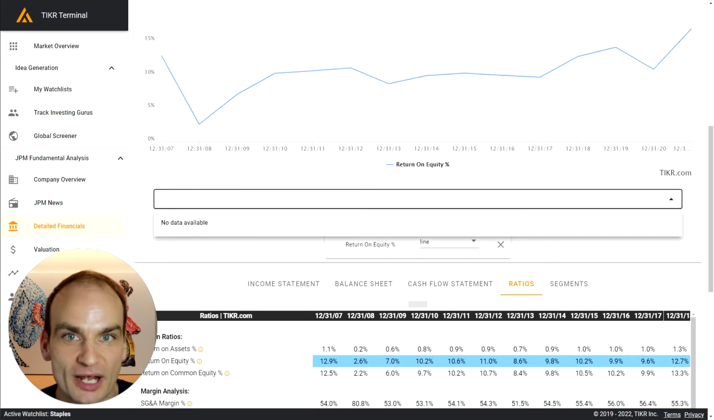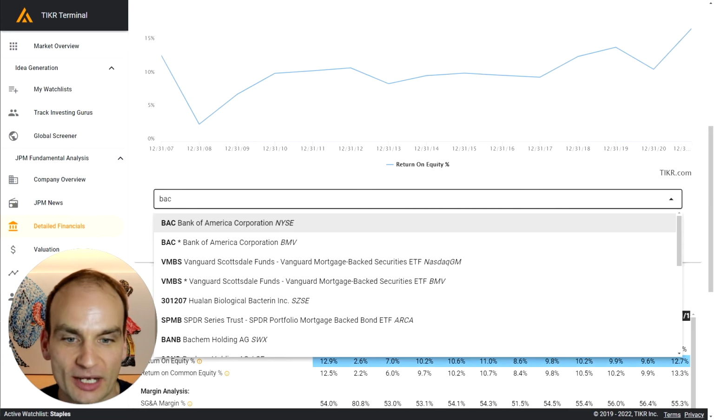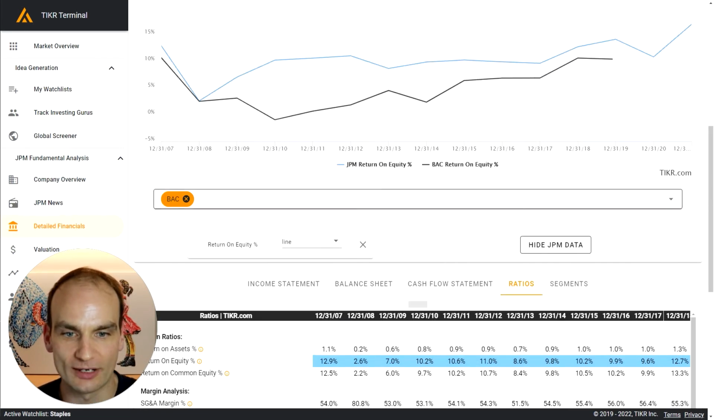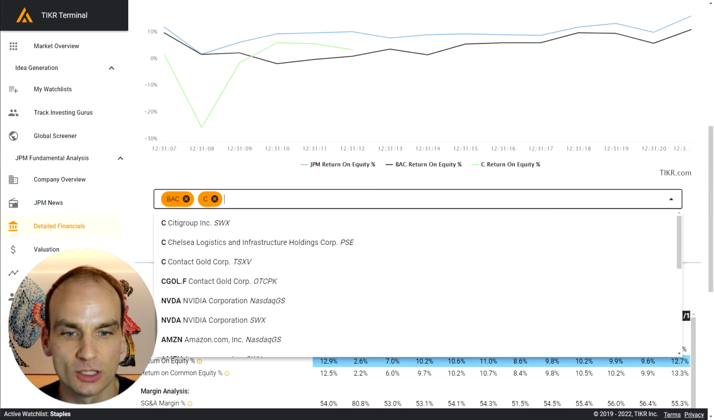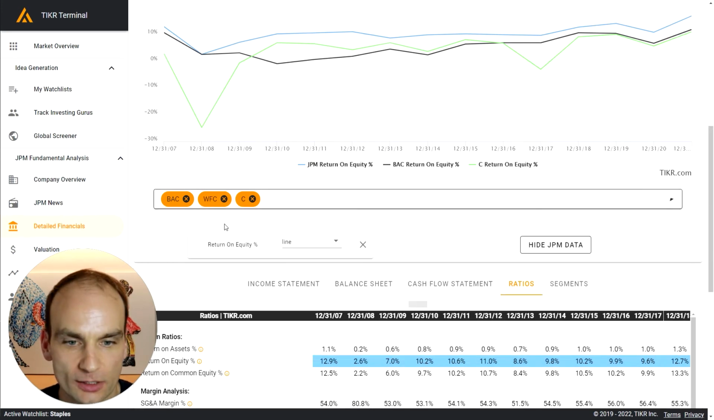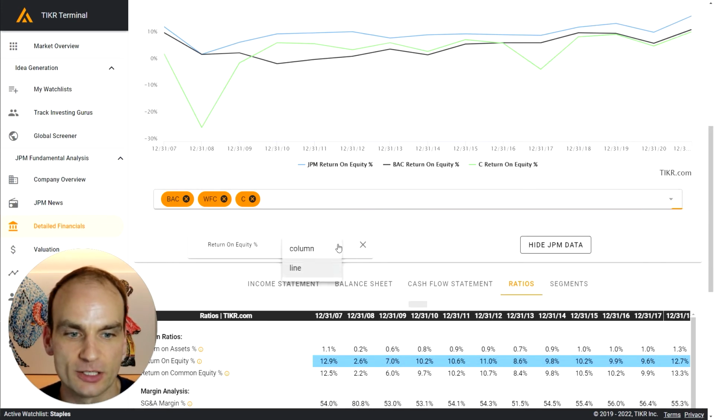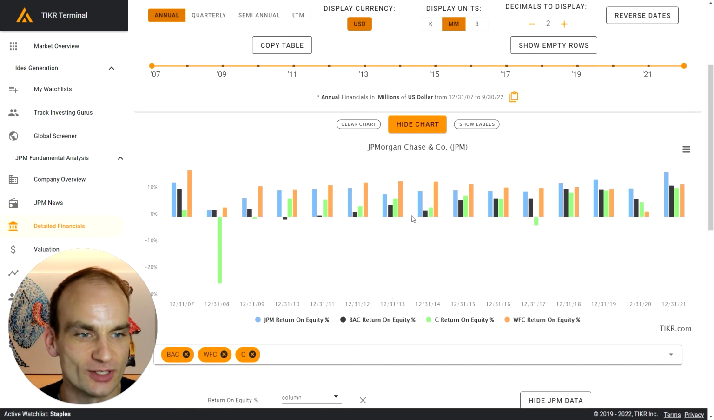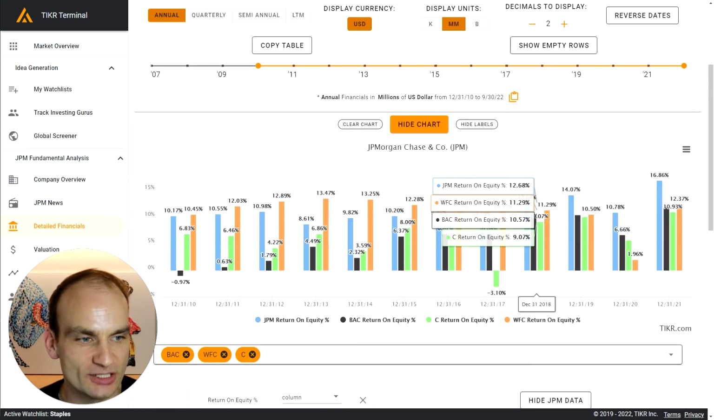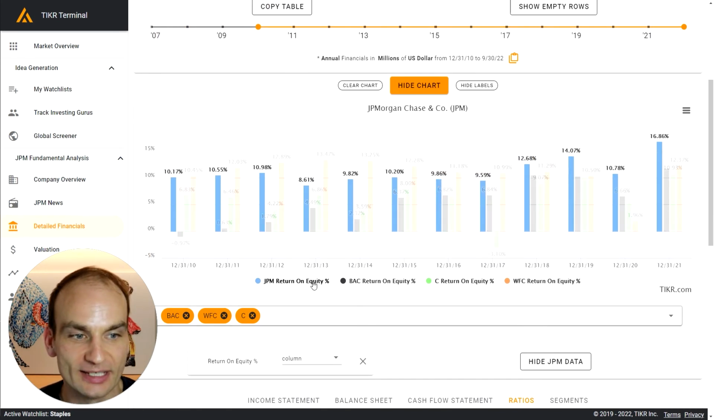We want to compare it to its peers. We have a look at Bank of America. We'll also have a look at Citigroup. And we'll also have a look at Wells Fargo. Three banks, three competitors, with three very, very different return on equities. As you can see here, the best performing bank is JP Morgan. JP Morgan historically has been the most efficient in terms of generating returns on top of its equity.